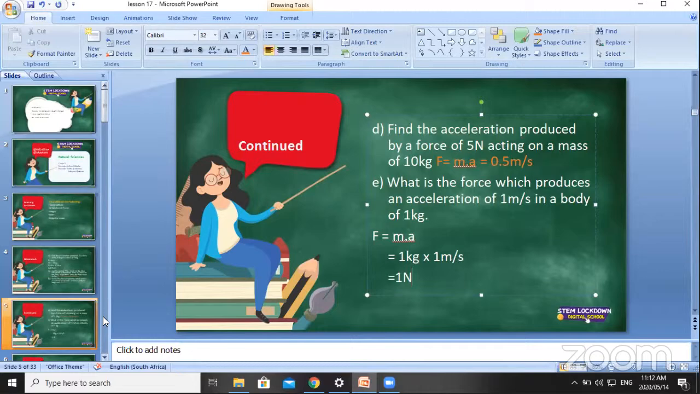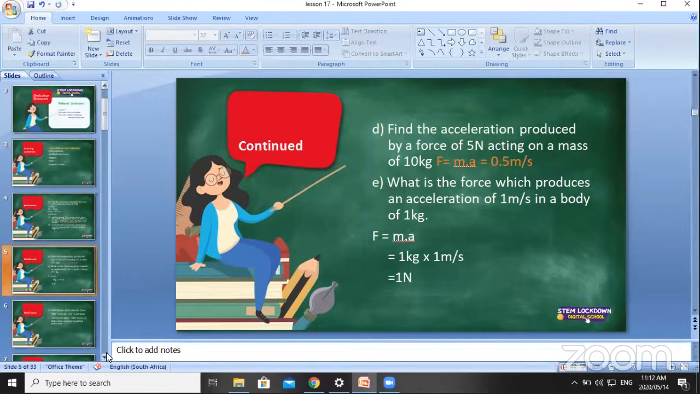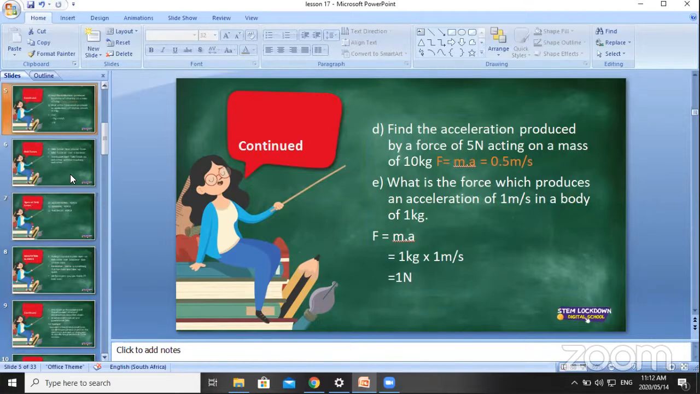Any questions? So there are no questions. There are no questions. Thank you. I hope you understand how to calculate. So today, let us look at field forces, grade 9s.